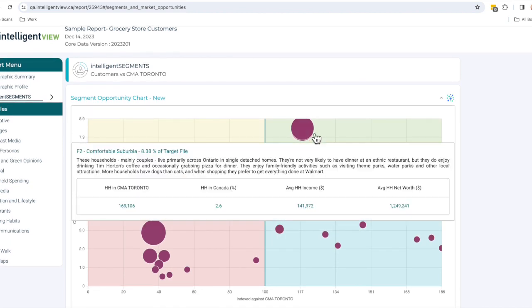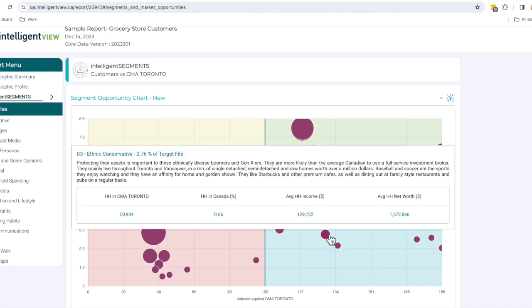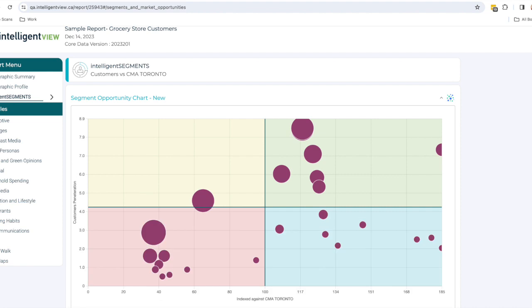The size of the bubble itself indicates the relative size of the segment in the target market in terms of number of addressable households and devices. For example, segment D4 has 169,000 households. F2 contains a similar number, whereas a smaller bubble on the chart, I2, contains only about 67,000 households. This means that a larger bubble represents a bigger opportunity in the target market.